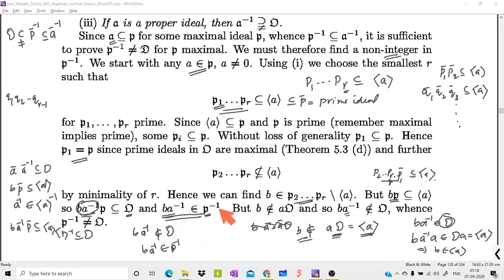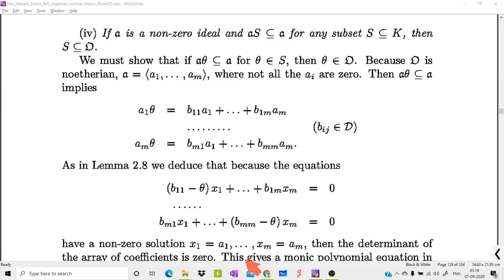B A inverse is an element of P inverse, and B A inverse is not an element of O. So this shows that the ideal P inverse properly contains this O, which is contained in A inverse. So we can say that for any proper ideal A, we have A inverse properly contains this O. Now we can prove the fourth result.